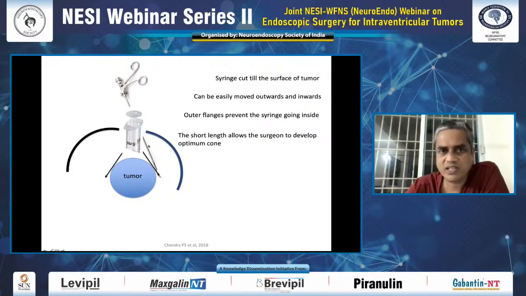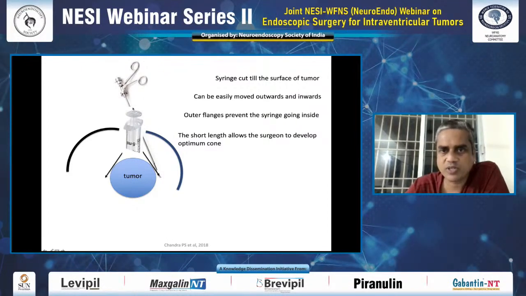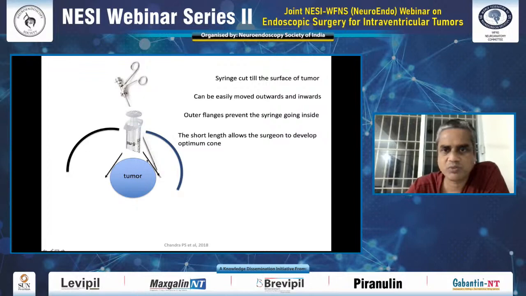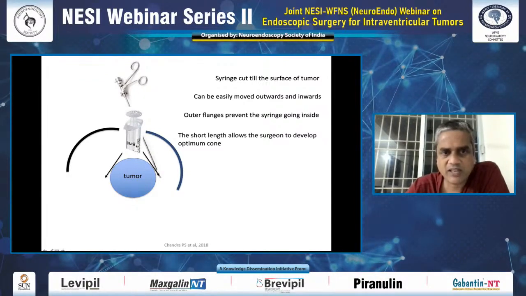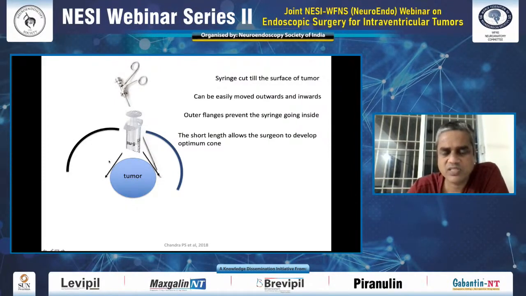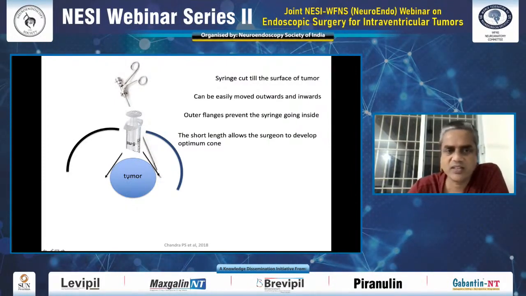So obviously, when a syringe is cut to the level of the tumor, it can be easily moved both outwards and inwards. The outer flanges prevent the syringe from going inside, like Professor Qureshi was mentioning. The short length, I find, allows the surgeon to develop this tunnel, which is very much required for minimally invasive approaches, in a very nice and comfortable manner.